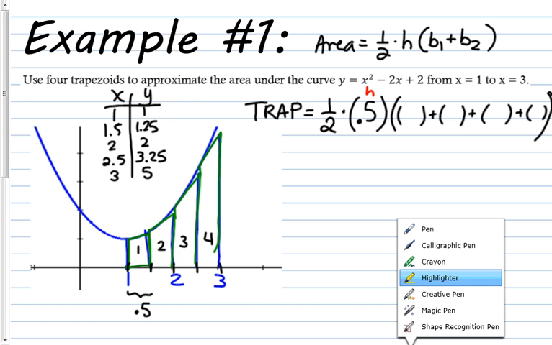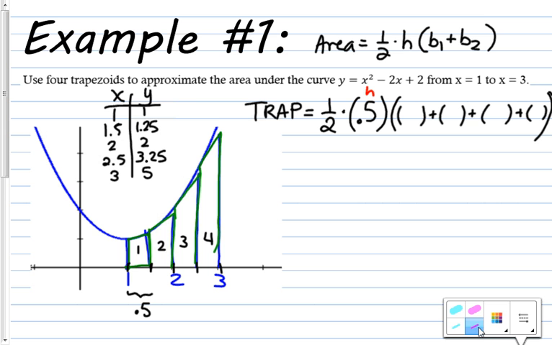Let me do another color. So base 1 here, that's 1. Base 2 for this trapezoid is 1.25. So 1 plus 1.25 is 2.25. And then you're going to keep going for the next one. For this trapezoid, I'm using this base, which happens to be the base of the previous one, plus this base. So 1.25 plus 2. So that's 3.25.